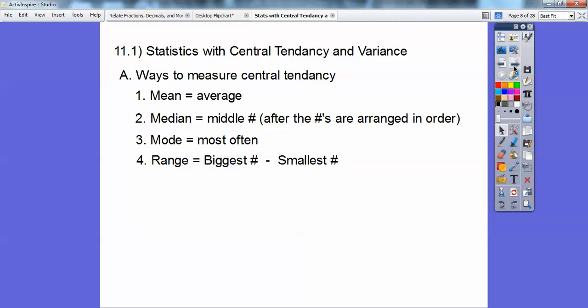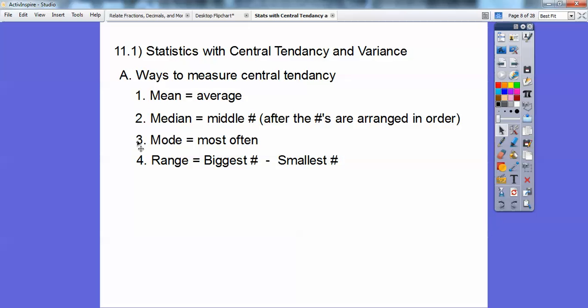Okay, and what I like to say is this, you guys. I like stupid gimmicks, and anything that's dumb enough for me to remember, I think is good. So it's mean to say that you're average. The median is like the median strip that goes right down the middle of the freeway. That thing that goes down the middle is called the median, so median is middle. And mode sounds like most.